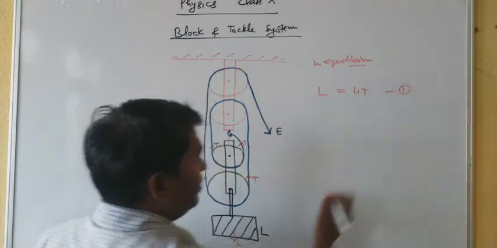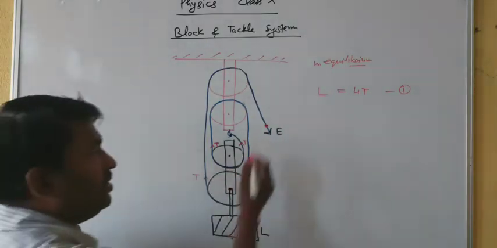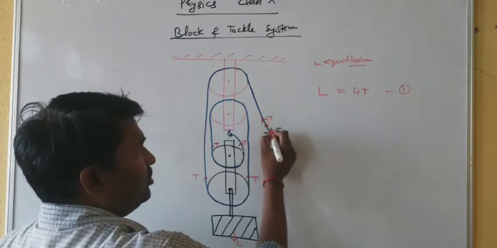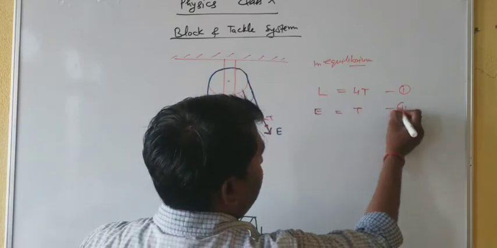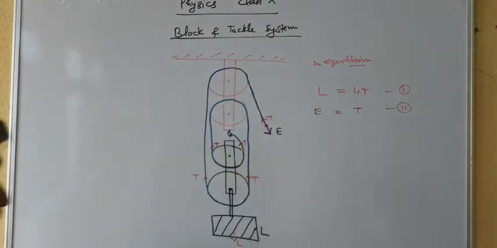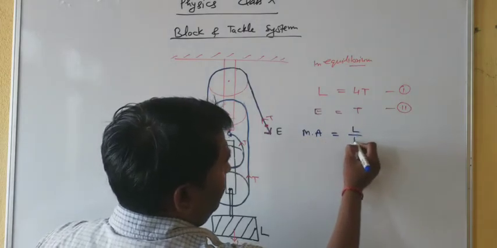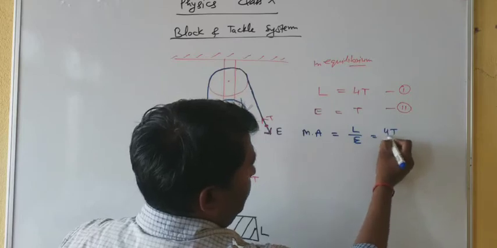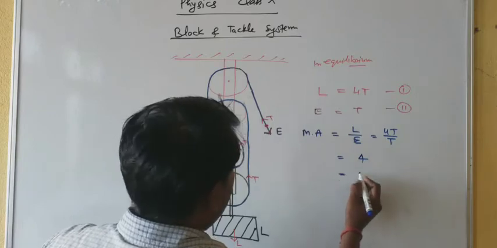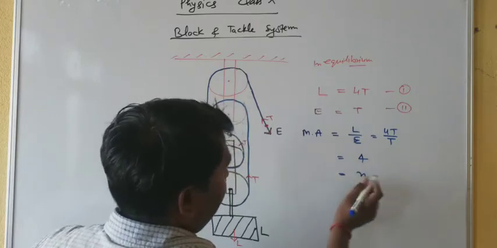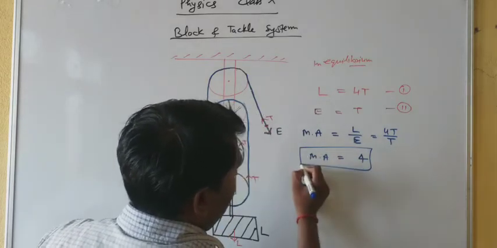So W equals 4T, equation number 1. Now at the end of the string where the effort is acting, there will also be a tension opposite to this effort. So the effort will be equal to T, equation 2. Now mechanical advantage is equal to load upon effort, that's why 4T upon T. Mechanical advantage is equal to 4.